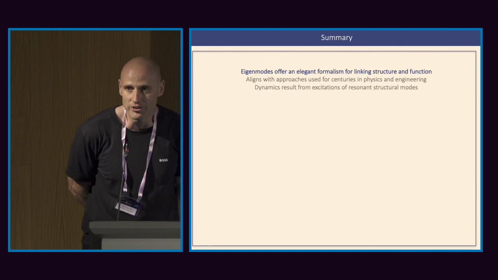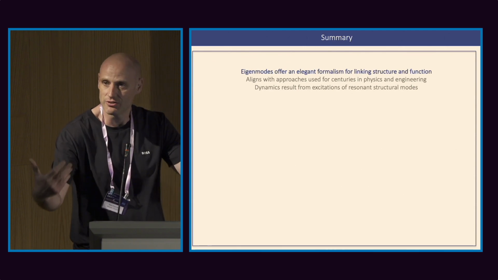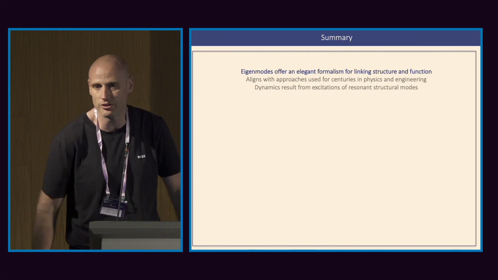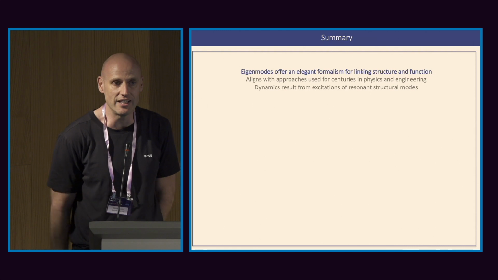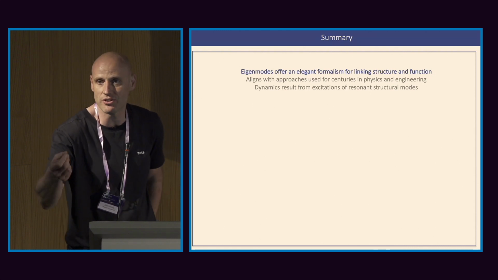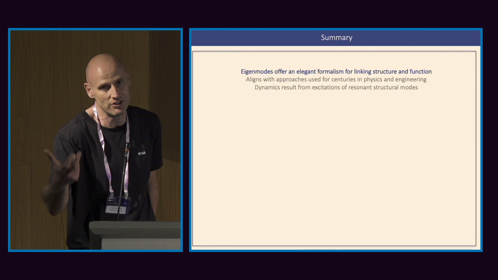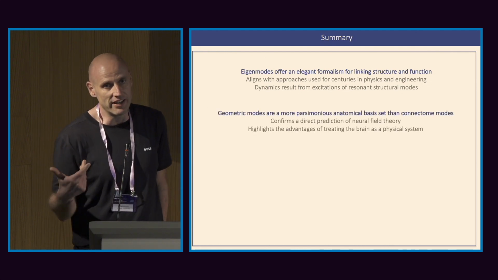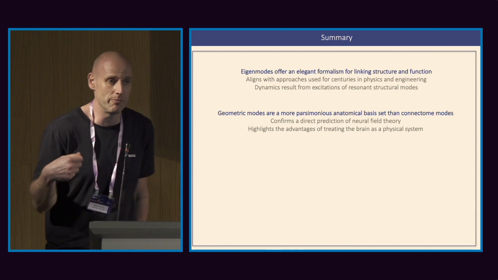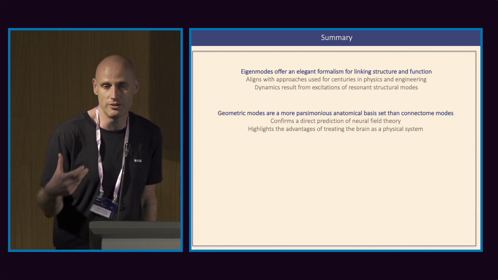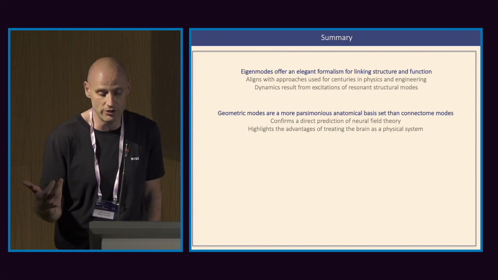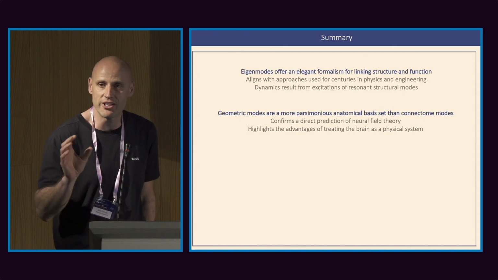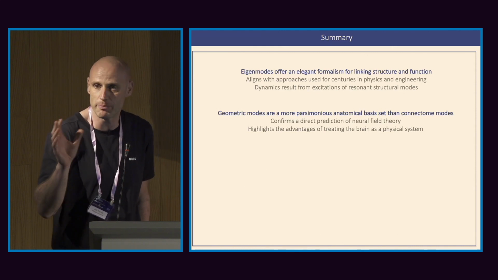So hopefully I've convinced you that eigenmodes offer a nice formal framework for linking brain structure and dynamics. It aligns with approaches that have been used for a very long time in physics and engineering and gives us a nice direct generative interpretation of the activity we see as resulting from excitations of fundamental modes of anatomy. The data I've presented suggests that modes derived from geometry represent a more parsimonious anatomical basis set for brain function than those derived from the connectome, and suggests that there's a lot to be gained by prioritizing physical properties of the brain, such as space and geometry.